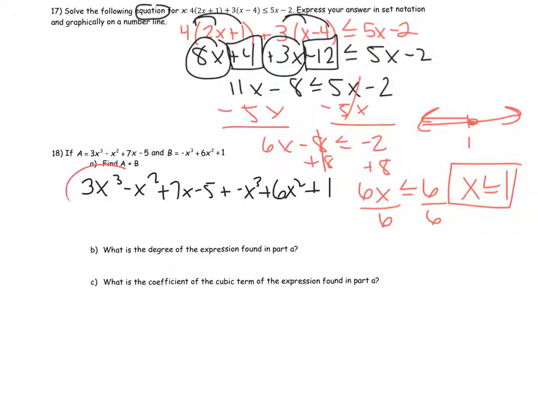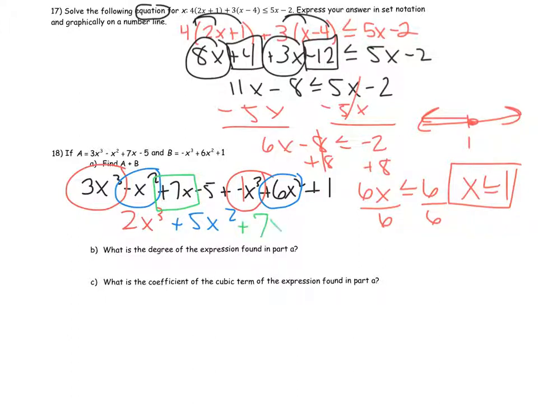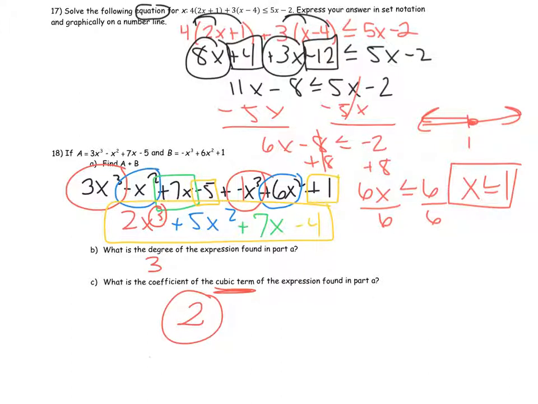Now combine your like terms. 3x cubed minus 1x cubed is 2x cubed. Negative x squared plus 6x squared is plus 5x squared. Positive x has nothing to combine with. And then we have negative 5 with positive 1, and that's negative 4. This is your resulting polynomial. The degree is your highest exponent, so that's going to be 3. Your leading coefficient is 2. It's the coefficient of the cubic term.